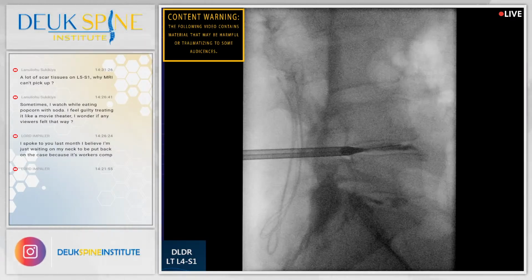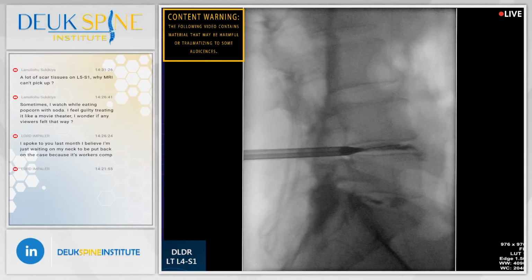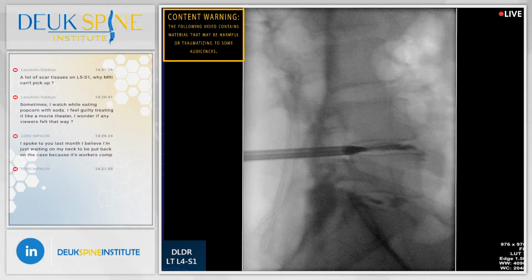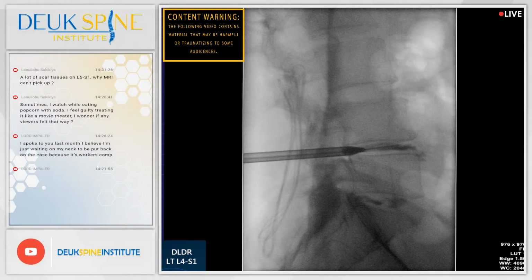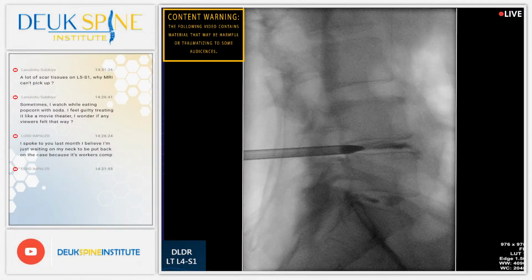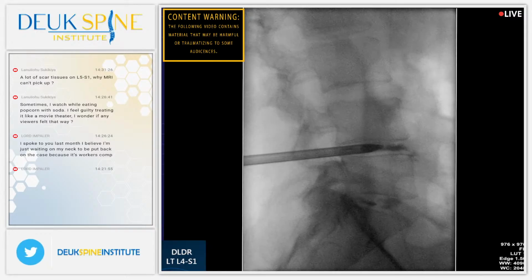There's a big tear at 4-5. This disc has been damaged longer than the L5-S1. Shot? Any questions? At this moment, no current questions. So we're going to go debride this tear. That will allow the tear to heal.